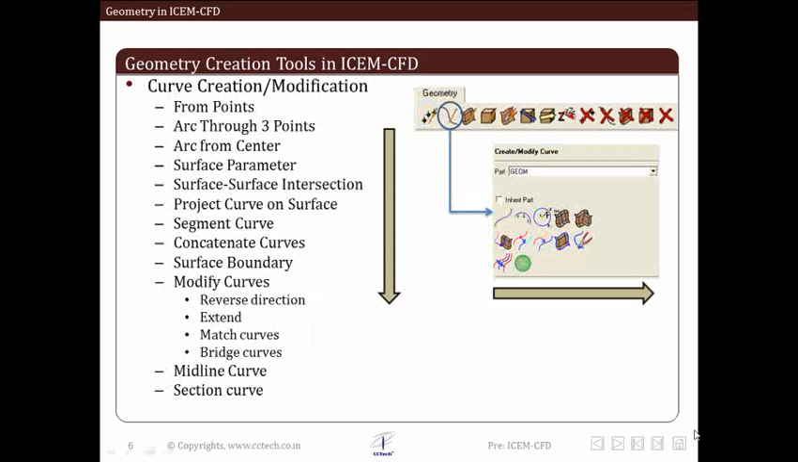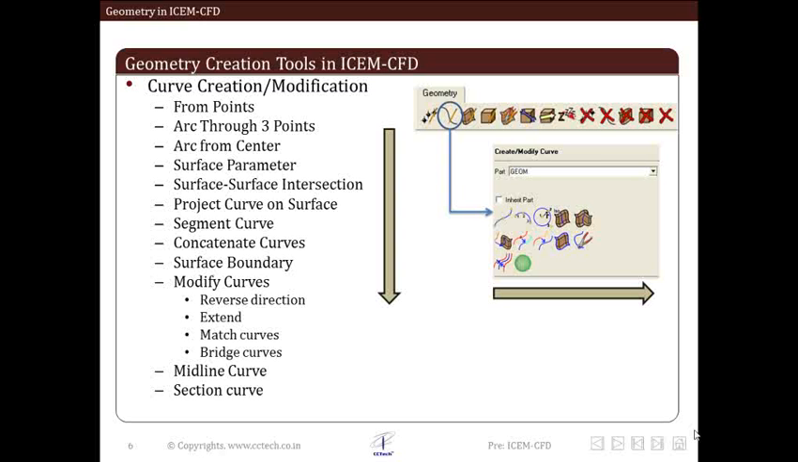Then comes the next geometry entity of ICEM CFD, that is curve creation. This is the second option in the Geometry tab as highlighted in the figure shown. When you click on the curve option, a window will expand which includes the part name and different curve creation and modification options. Let us have a gist of these options as we proceed from left to right as follows. We can create curve from points, by arc through 3 points, by arc from center, by surface parameter, by surface-surface intersection, by projecting curve on surface, by segment curve, concatenate curves, surface boundary.